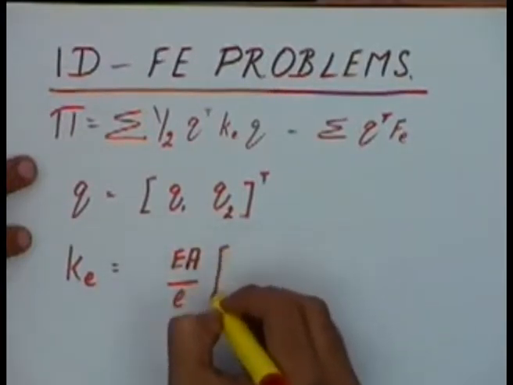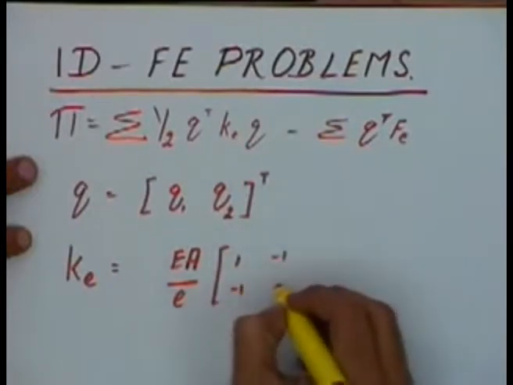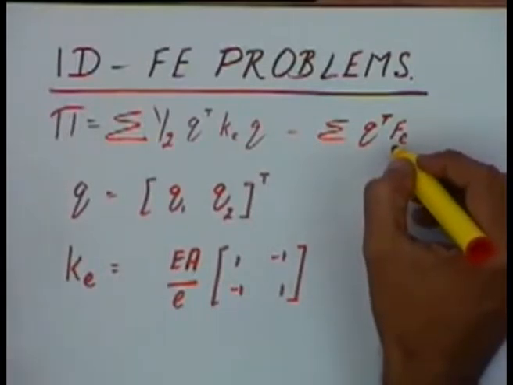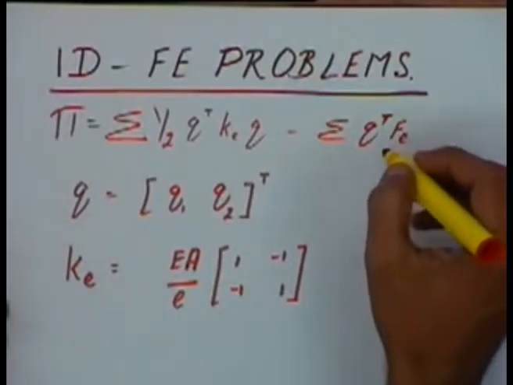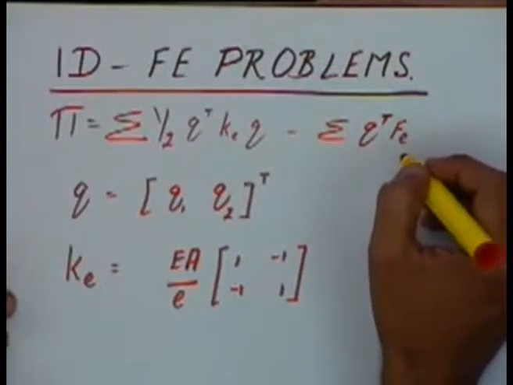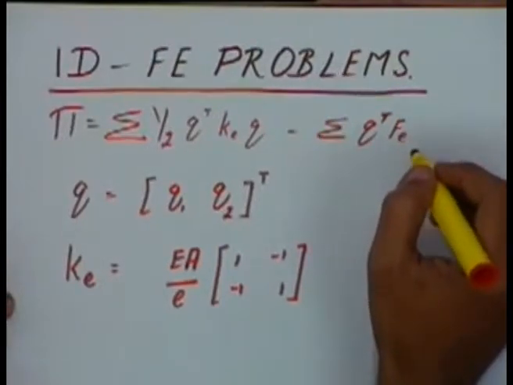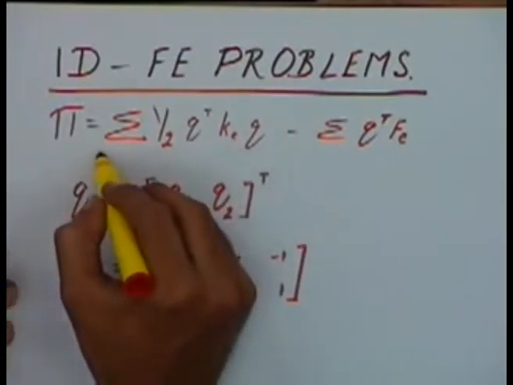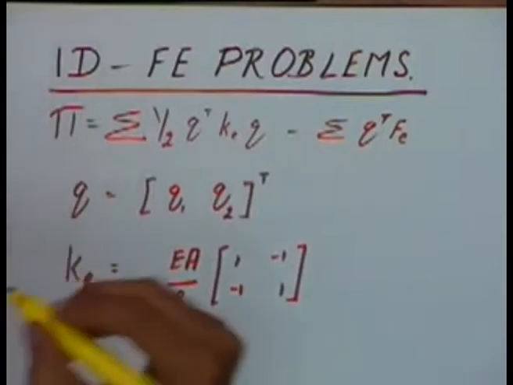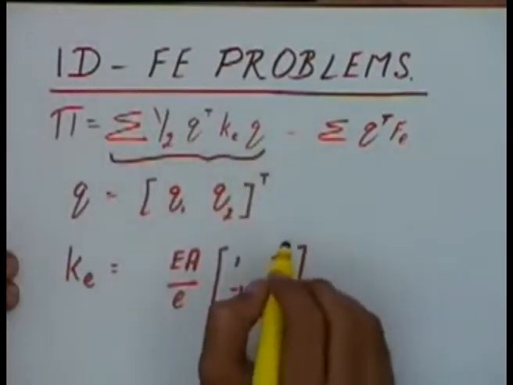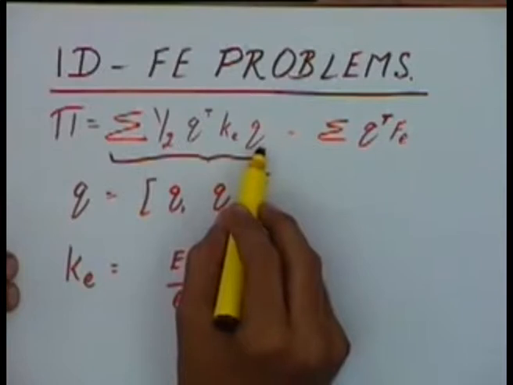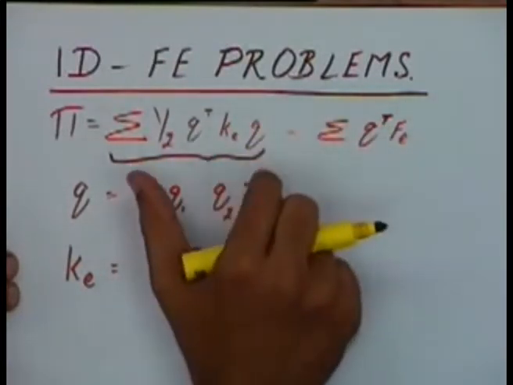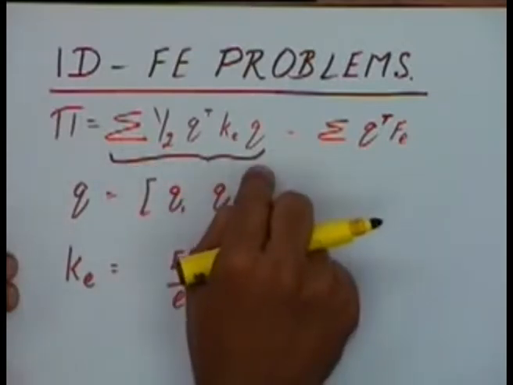EA by L multiplied by [1 -1; -1 1], okay, and the force matrix for the element, this was obtained by summing up the body forces, tractive forces and the point loads, okay. Now what we will see is this expression, this summation is summation of a product of matrix terms. We will try to simplify this and get it directly as a product of matrices, okay.